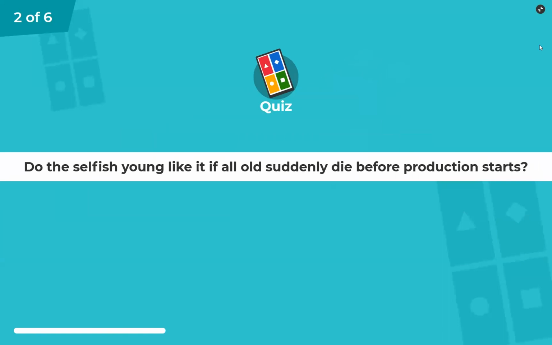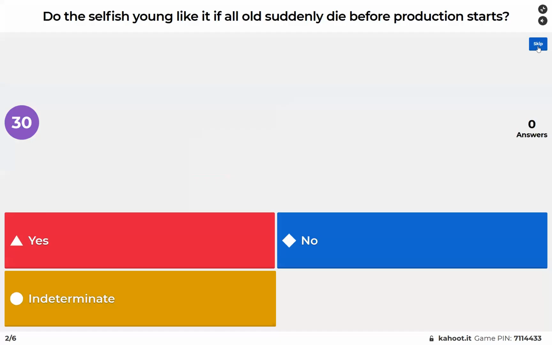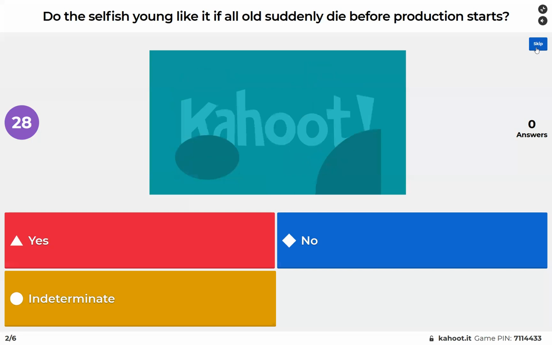Do the selfish young like it if all the old people suddenly die before production starts? Yes, no, or indeterminate.